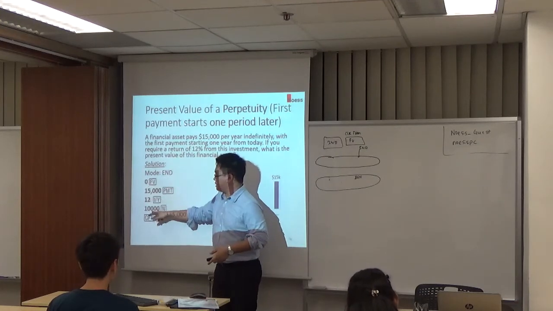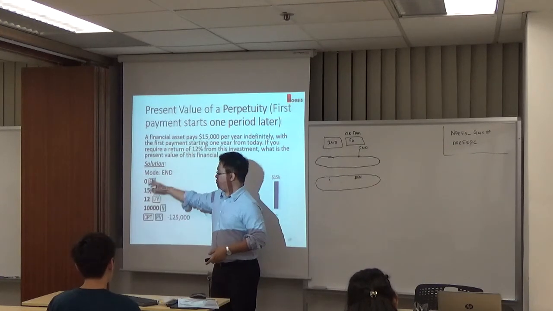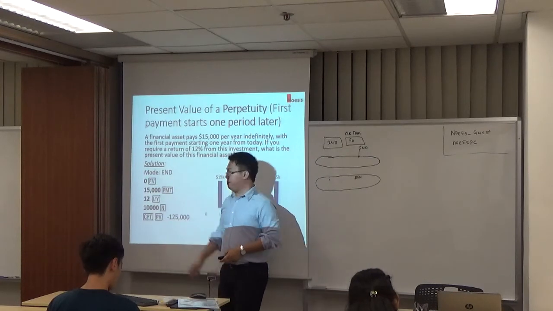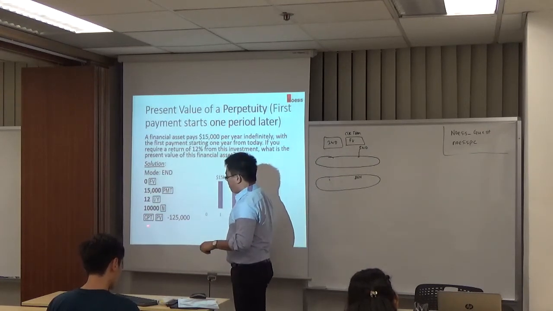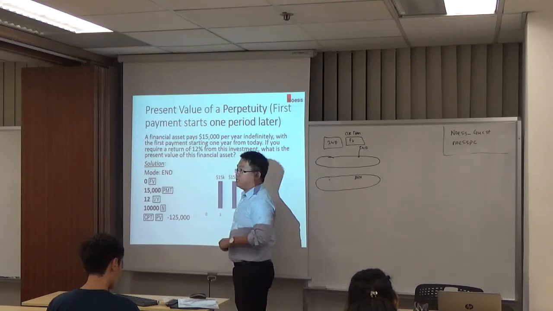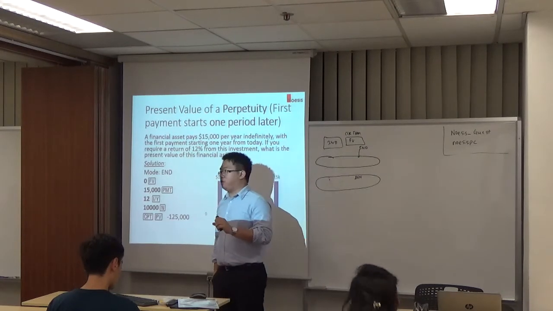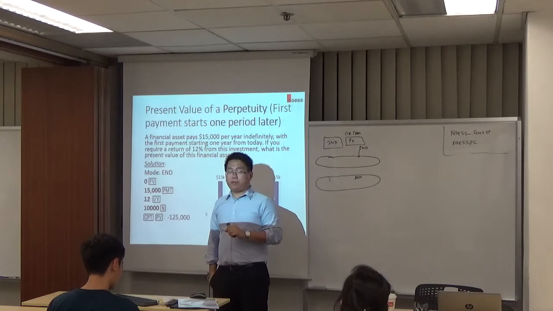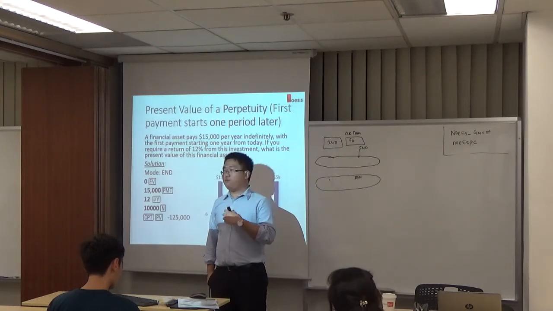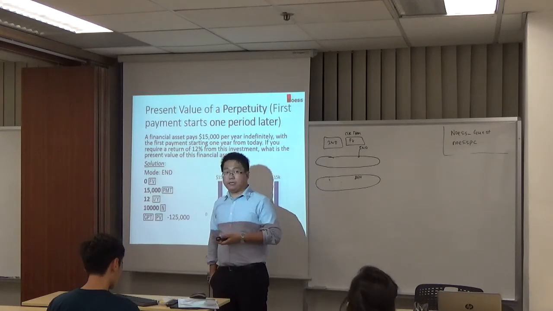You don't have to reset. You just enter this part and save it in. You don't have to re-enter the whole thing. So once you compute PV, you'll get 125,000. This is how much you would pay for this asset today. This is the value to you if you want a 12% return.